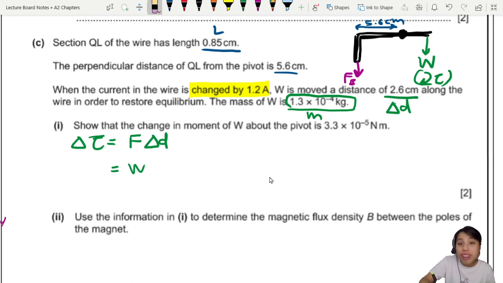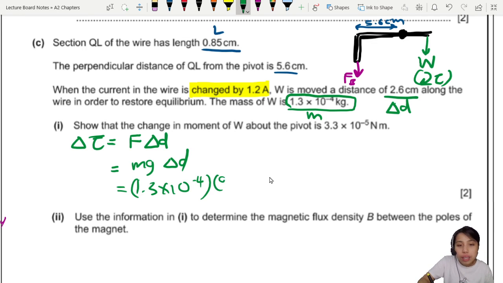But let's substitute all the values straight away because there's not enough space now. So the force here is 1.3 times 10. Must remind you, this is m, so I have mg delta D. So 1.3 times 10 negative 4 kg, that's in SI units, 9.81 meters per second squared. And the change in distance, which is 2.6 cm. So put centimeter.